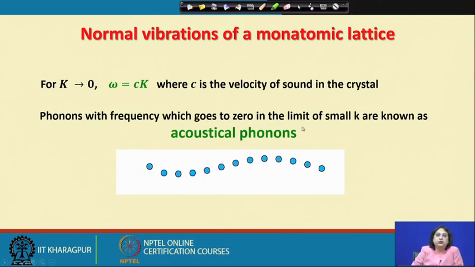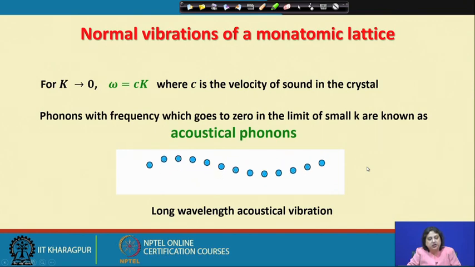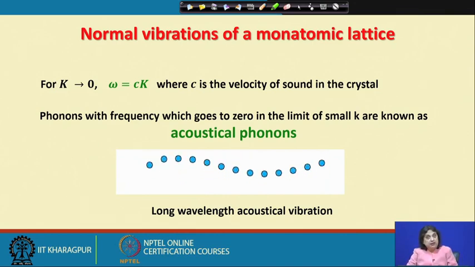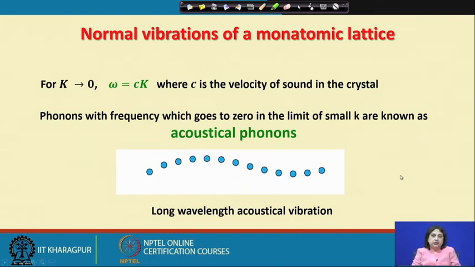And what I am showing to you is the long wavelength acoustical vibration that will correspond to one of the transverse acoustical modes. So, these are representations of the typical normal modes of vibration in a real solid.